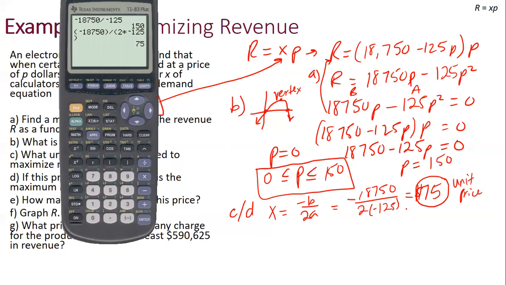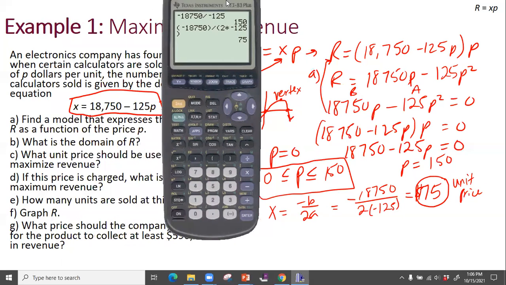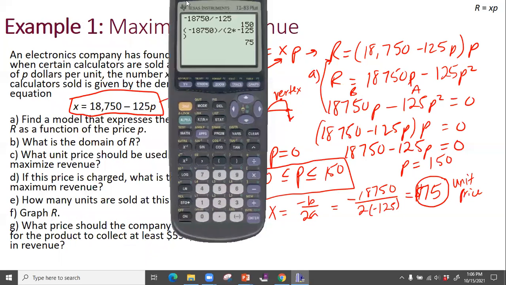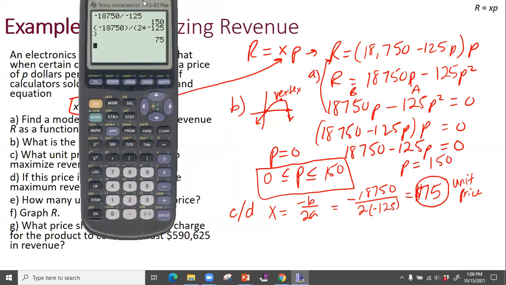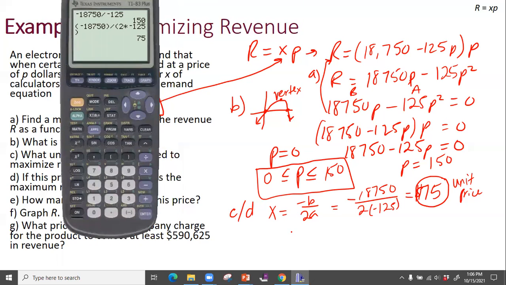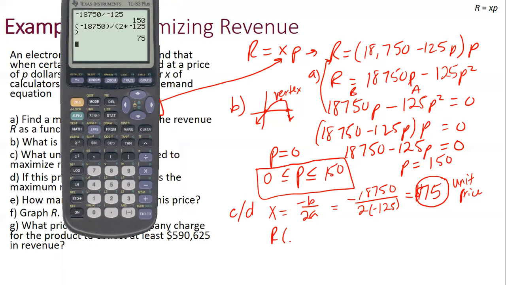So if I charge $75 for the calculators, and then it wants to know how many units are sold at this price. Okay, so if I'm looking for how many units are sold at this price. Oh, what is the maximum revenue? My bad. So 75, so my maximum revenue, I'm looking for R of 75. I plug that in.